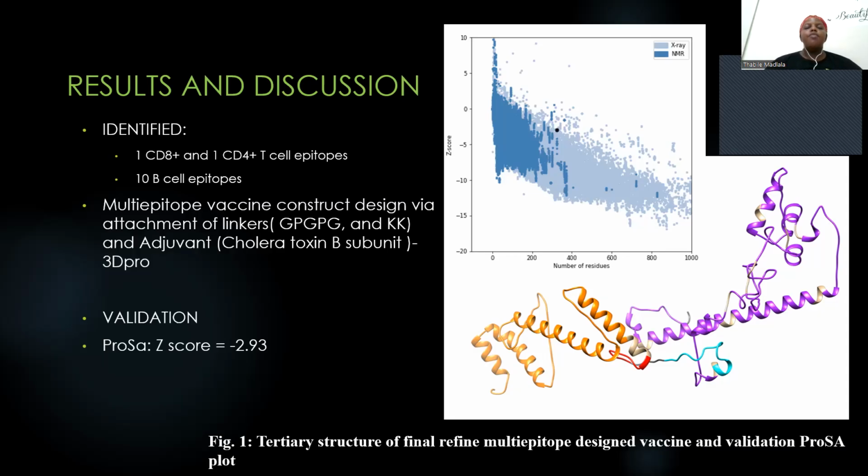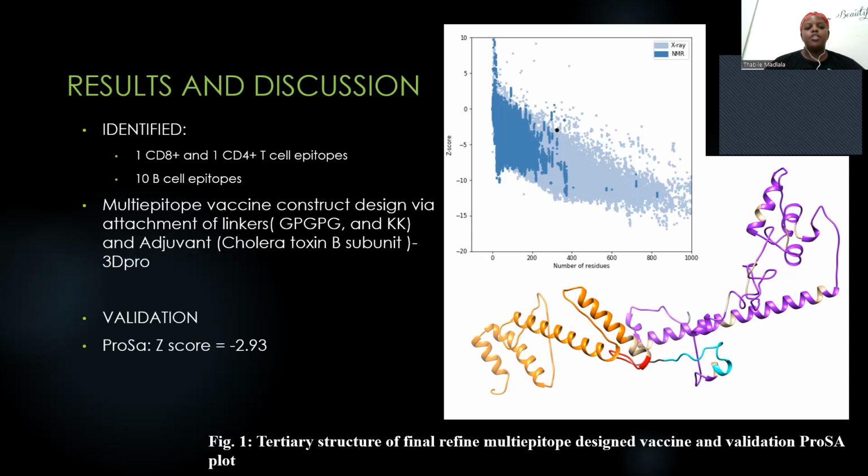We were able to identify 2 T cell epitopes and 10 B cell epitopes, which were joined together using GPGP and KK linkers. A cholera toxin B subunit was also added to our vaccine as an adjuvant in order to enhance the immunogenicity of our vaccine. The tertiary structure of our vaccine was predicted using an online server called 3Dpro, which was further refined using the Galaxy Web Server.